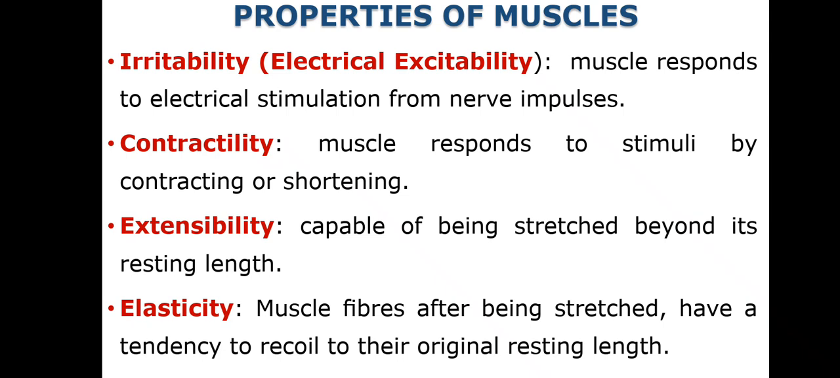Apart from that, if muscles can contract, it simply means what? They can also extend, right? So these muscles also have what we call extensibility. They are capable of being stretched beyond their original length. They can be extended. You're able to stretch them, okay? That property of being able to stretch your muscles beyond their resting limit is what we call extensibility.